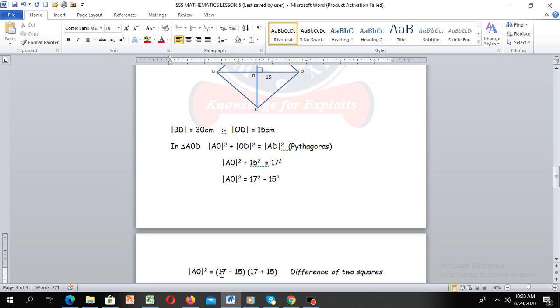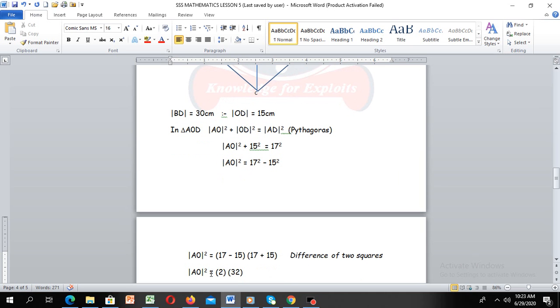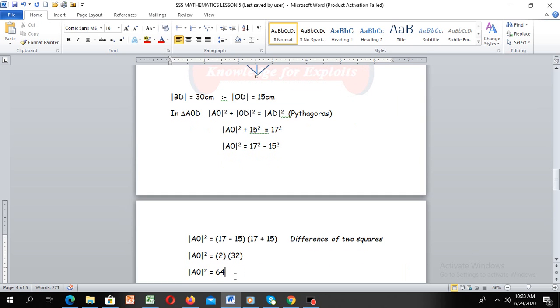And then AO squared will be equal to open bracket 17 minus 15 close bracket, open bracket 17 plus 15 close bracket. And this is what we call difference of 2 squares. Instead of writing the square of 17, which is 289, and the square of 15, which is 225, we decided to use this method. It's an identity in algebra. AO squared is equal to 17 minus 15, which is 2, times 17 plus 15, which is 32. When you multiply 2 by 32, it gives you 64.